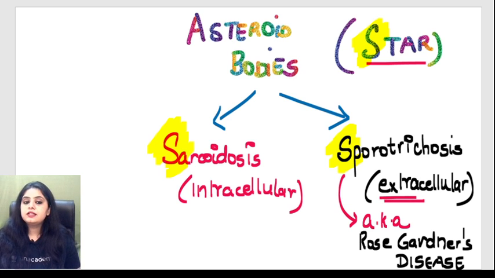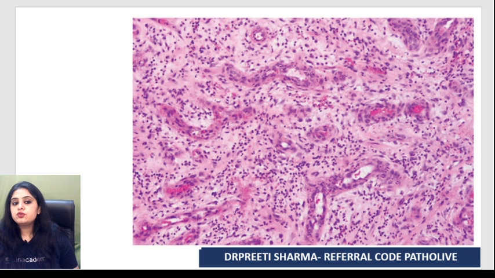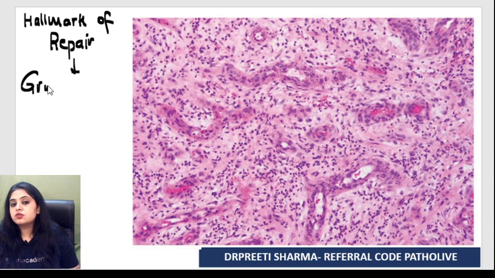Okay, having said that, done with the different granulomas and the giant cells, now we can safely move on to something to do with repair. I want to ask you a question. What is this tissue that I have shown you, which is said to be the hallmark of repair? I think everyone remembers from your theory, right? Hallmark of repair is known as granulation tissue.